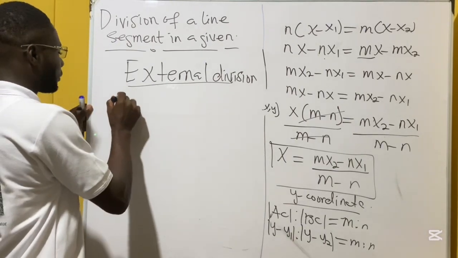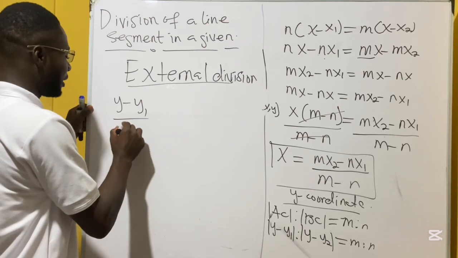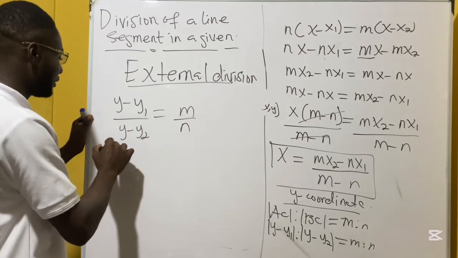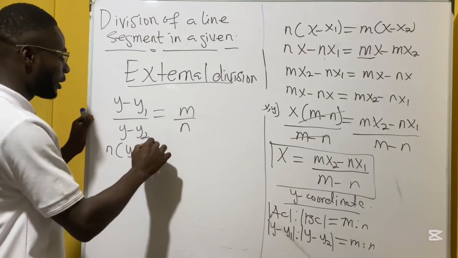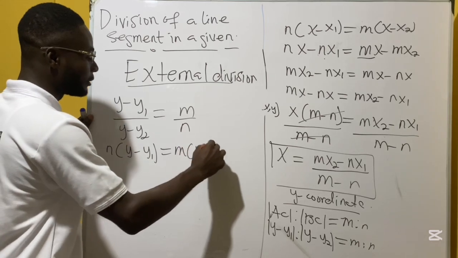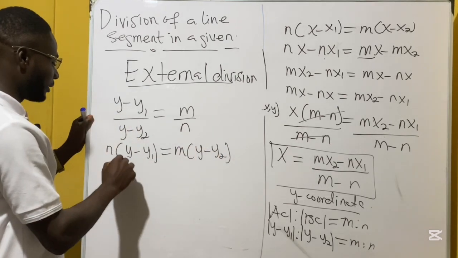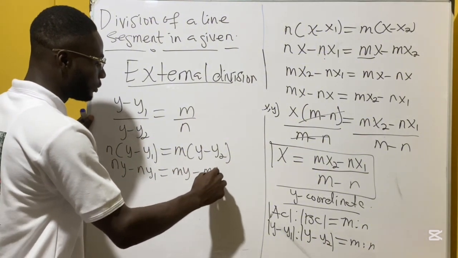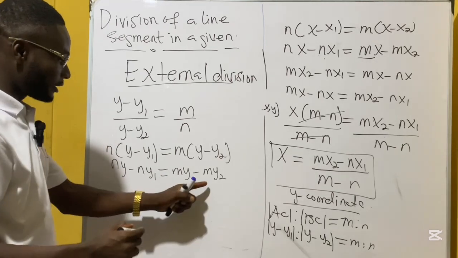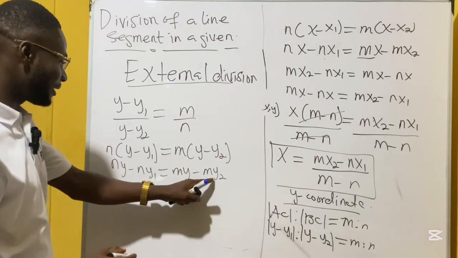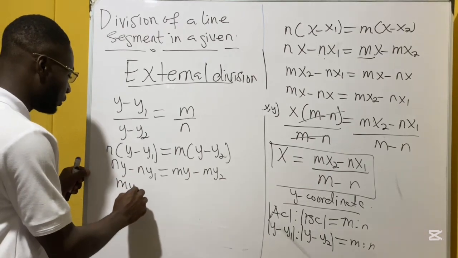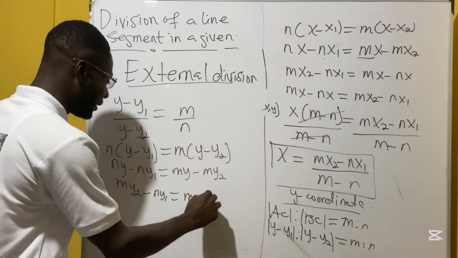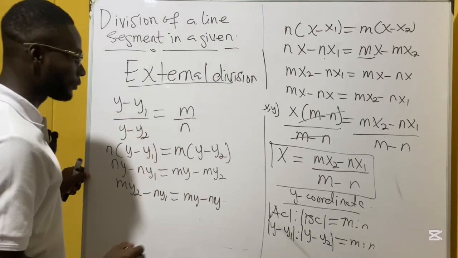So we have y minus y1 divided by y minus y2, and that should be equal to m over n, right? So we have n inside, y minus y1 equals m into y minus y2, right? So we're going to have ny minus ny1 equals my minus my2, right? So we are interested in the y coordinate. So let's bring this here. So we're going to have my2 minus ny1 equals my minus ny, right?